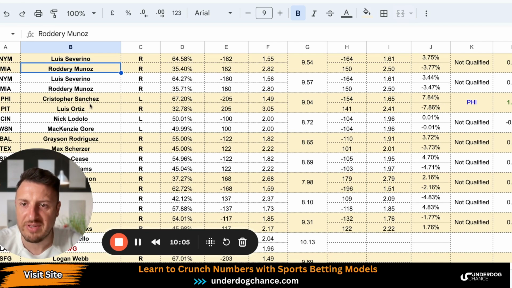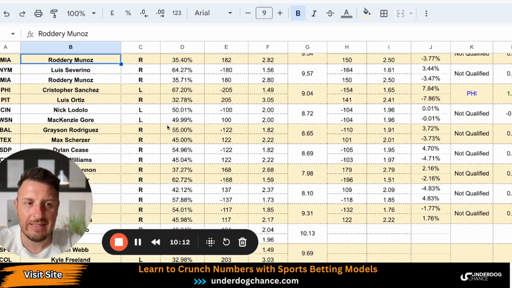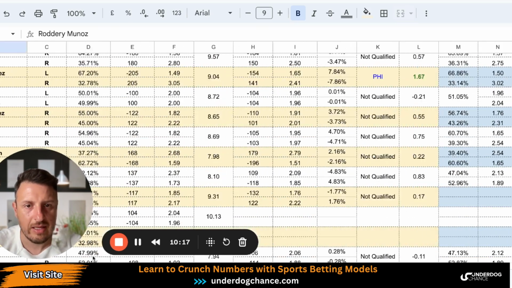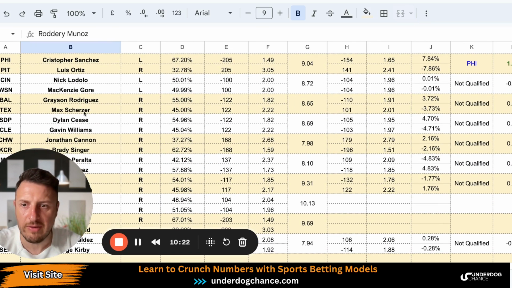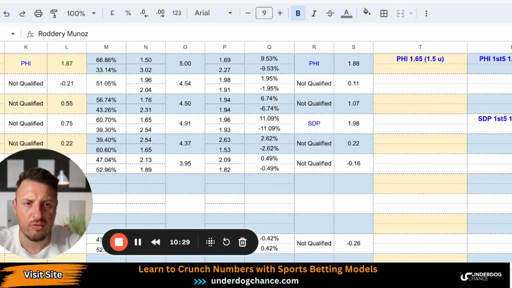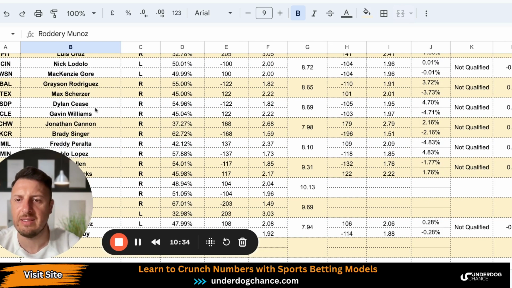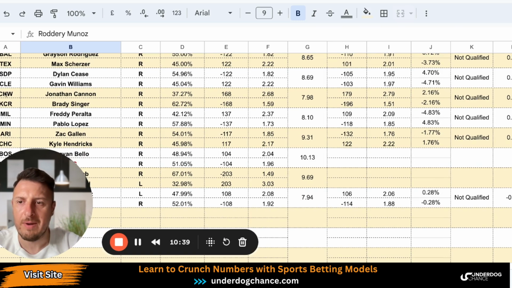Philadelphia, Pittsburgh, Christopher Sanchez against Luis Ortiz. I found the value with Philadelphia, both in the first 5 innings and full game money line. Cincinnati, Washington, no value. Baltimore, Texas, just a second, no value, although I think that Baltimore should be a slightly bigger favorite. San Diego, Cleveland. I saw small value in the money line with San Diego, but I think the true value is with San Diego first five innings, as Dylan Cease has better numbers against Gavin Williams in the first five innings. San Diego is a value play.